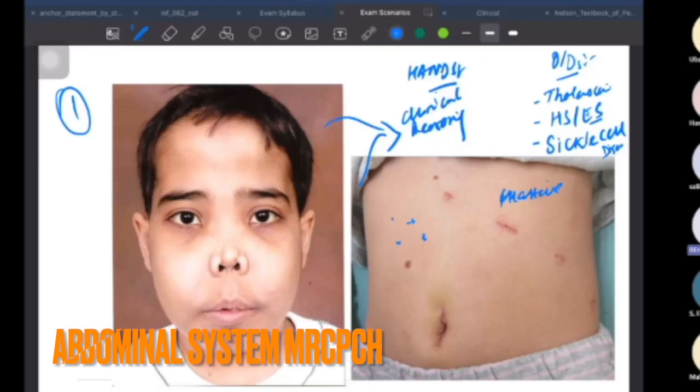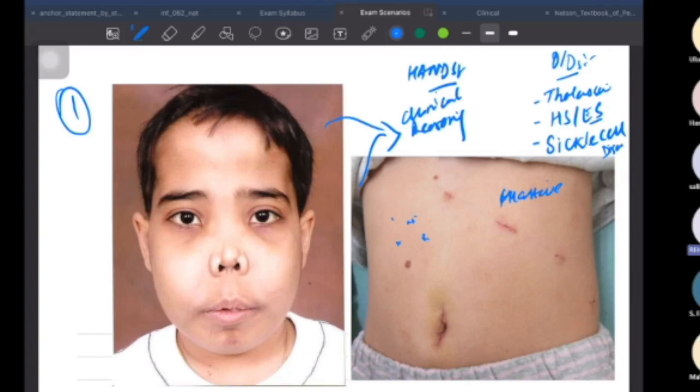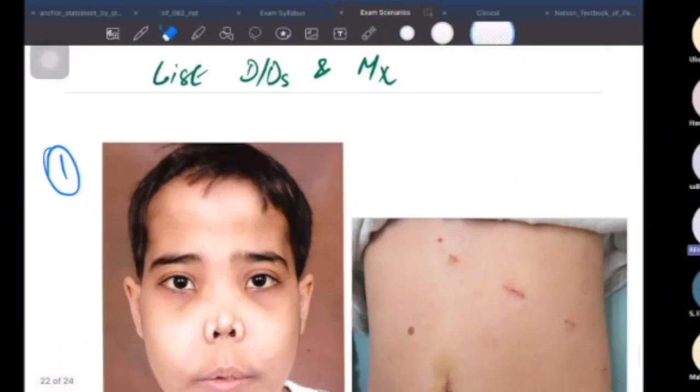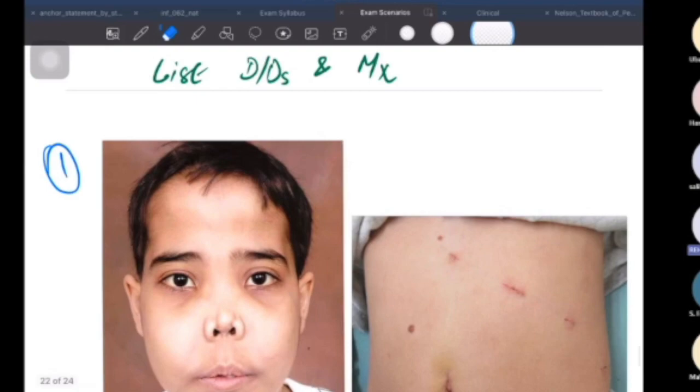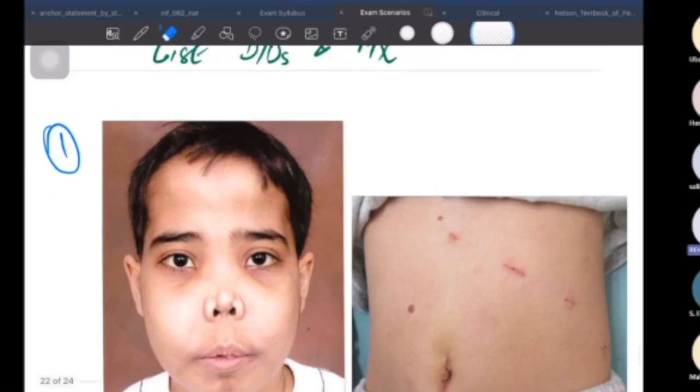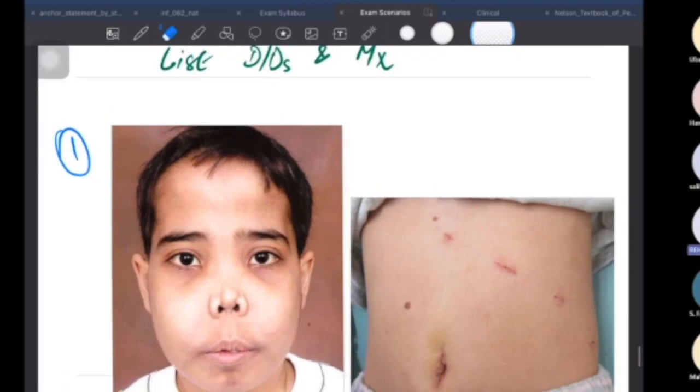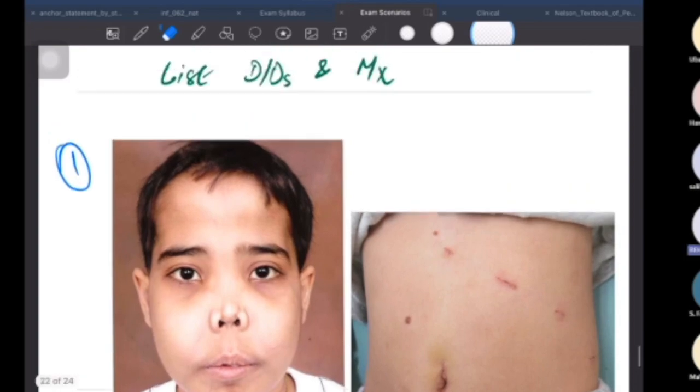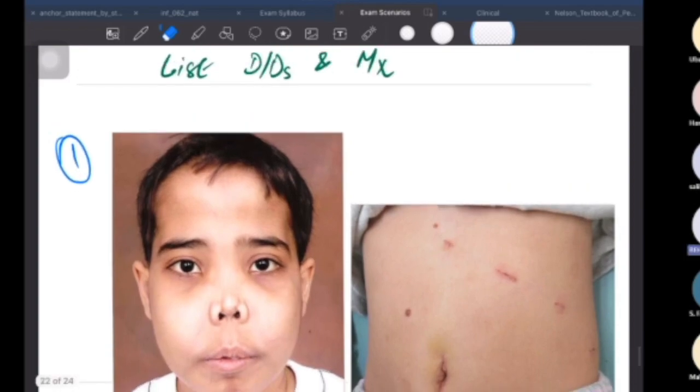This is a video station on discussion of various conditions of abdominal presentations in the MRCPCH exam. So let's have a look at the different cases that are discussed in this video. We'll just be talking about differential diagnosis and management, because we will not go into the detailed examination of the abdominal system. Any examination, we will follow the same structure.